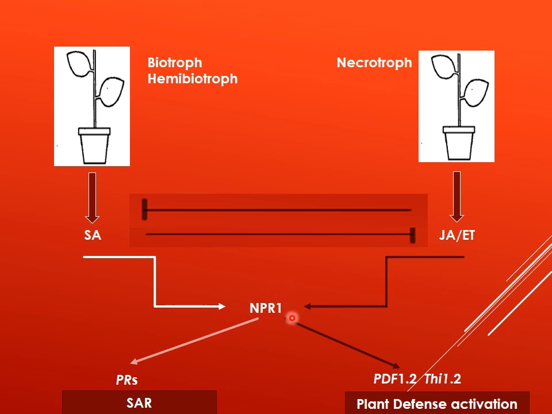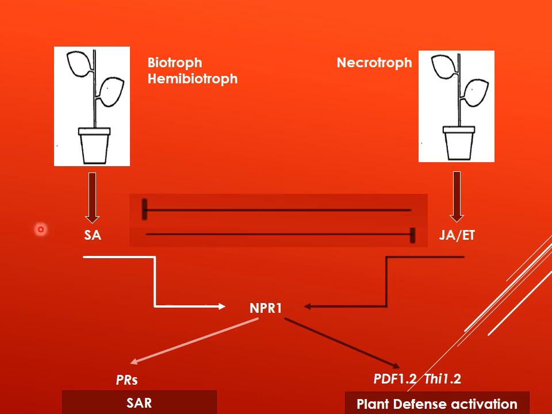But again, there is a difference. This time the PR genes are not activated, but another group of genes known as PDF1.2 or Thi2.1 are activated, and the plant becomes resistant. So you notice, if the plant is attacked by a biotroph or hemibiotroph, then it follows this pathway. But if the same plant is under attack by a necrotroph, then it follows this pathway.